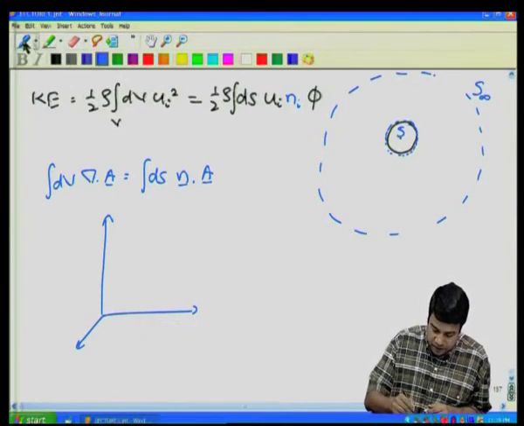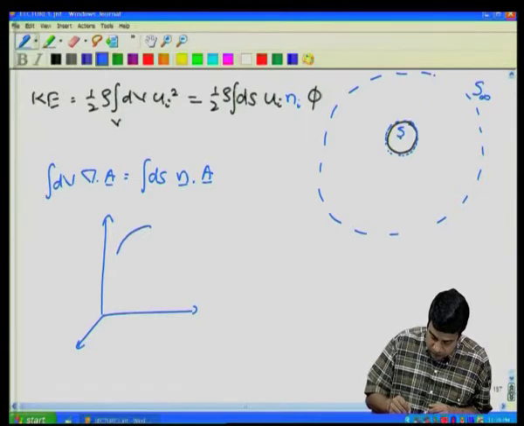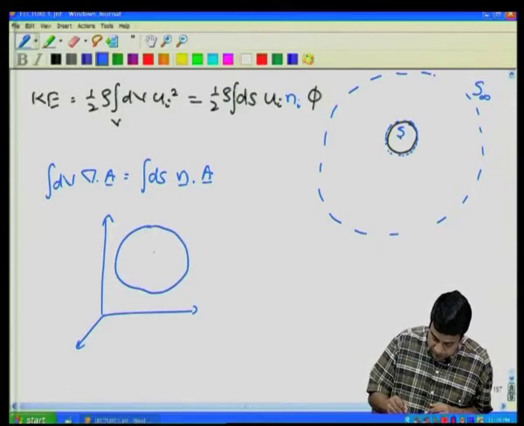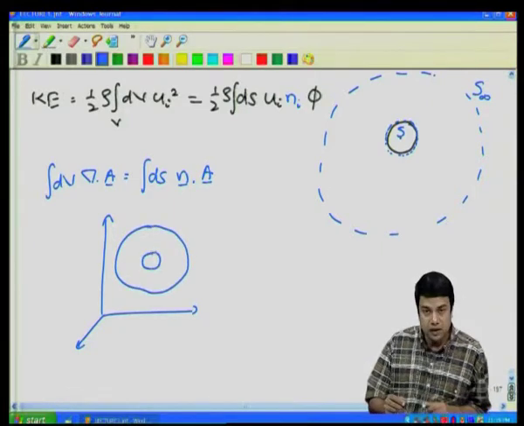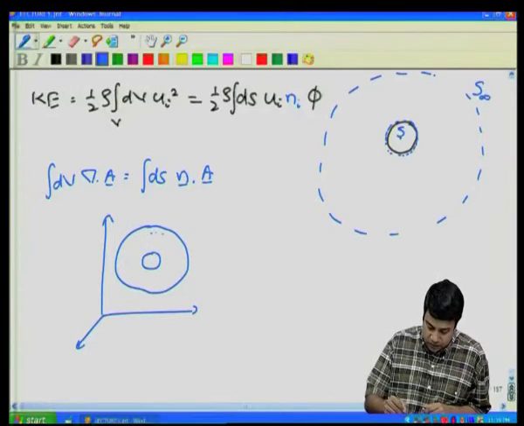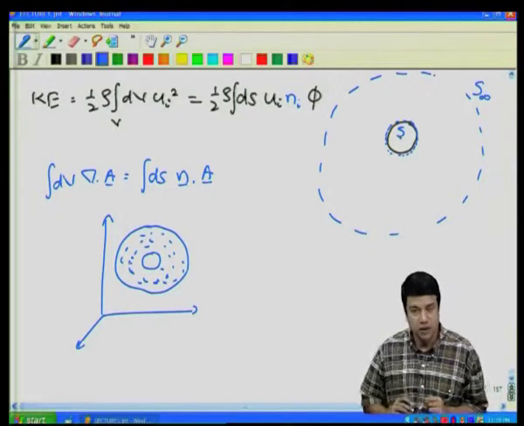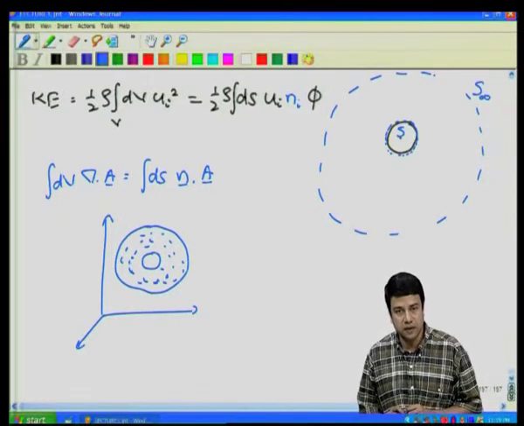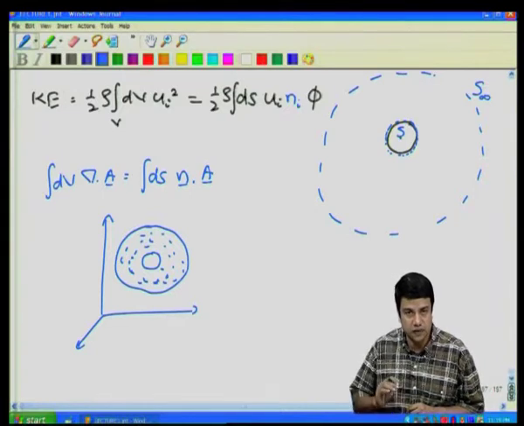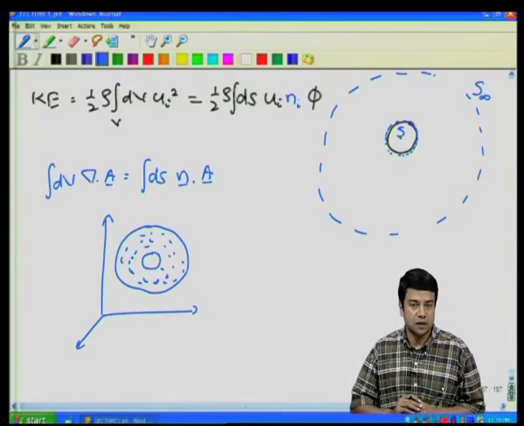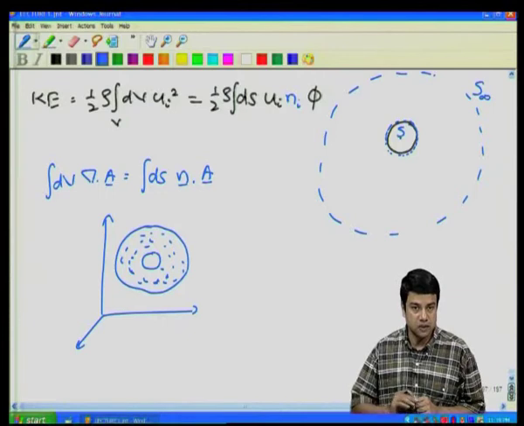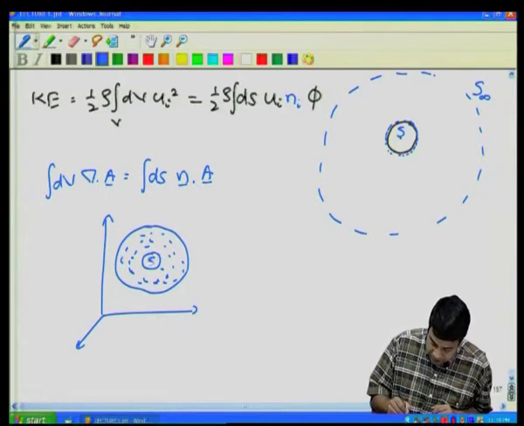I could have, for example, one outer surface and one inner surface, and there is a volume between these two. There is an outer surface and an inner surface. And I could ask, what is the value of the integral dV of the divergence of A over this volume, which has two surfaces, one surface S inside, the other surface S infinity?